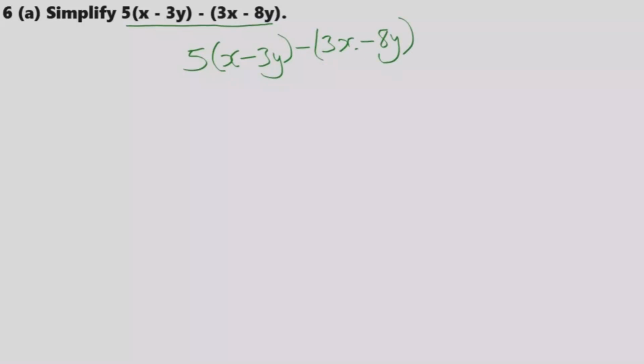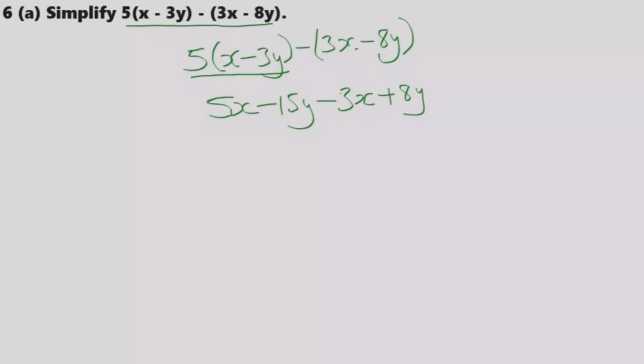Okay, so what we need to do now here is we're going to evaluate first what is in the bracket. So we say 5 times x will give us 5x. Then 5 times negative 3y will give us negative 15y. Then we say negative times 3x will give us negative 3x. Negative times negative 8y will give us positive 8y.